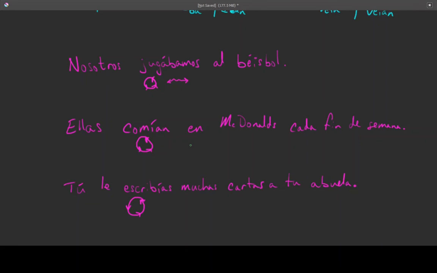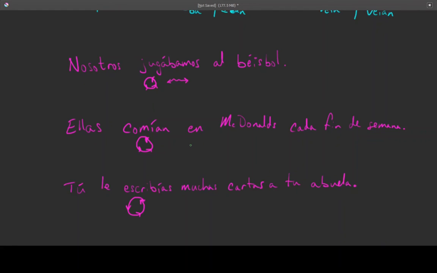All right, so they don't know when we started. They might have left at some point in time, and we could have kept on playing after that point in time. But from the time that they showed up until the time they left, that's what we were doing. We were playing baseball. All right, next sentence says, ellas comían en McDonald's cada fin de semana. All right, and that idea of cada fin de semana means it was done every weekend. So ellas comían en McDonald's is going to mean they used to eat at McDonald's.